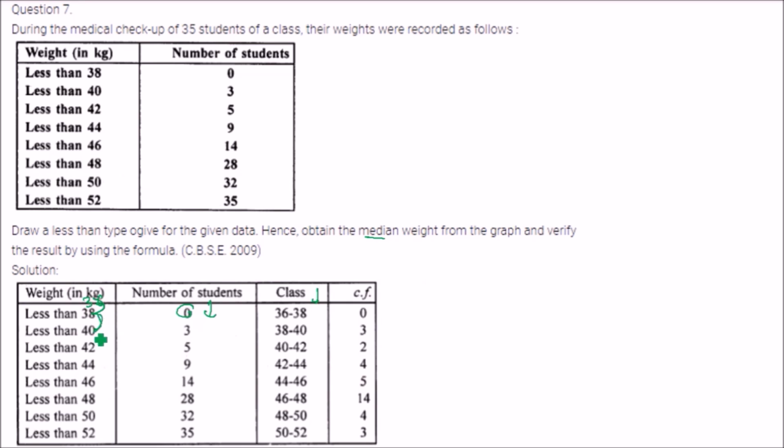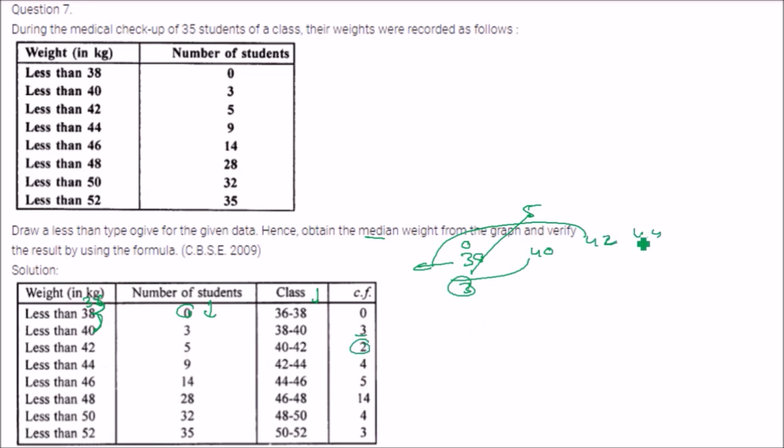For 38 to 40, we have to compute the difference, because this is less than. Less than 38 is 0. When you say less than 40, the less than 40 is the whole 3. So 3 minus 0 is 3. So we write 3. When we say less than 42, it is 5, but it also includes 3. So we have to subtract 5 minus 3, that is, you will get 2.